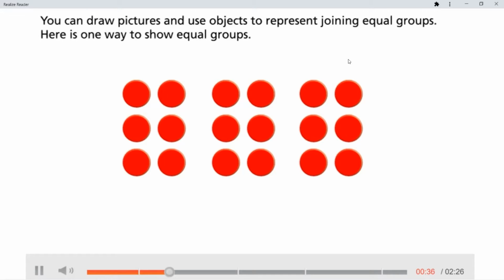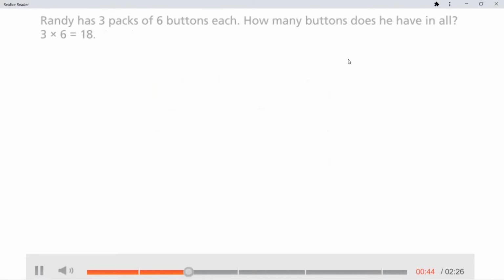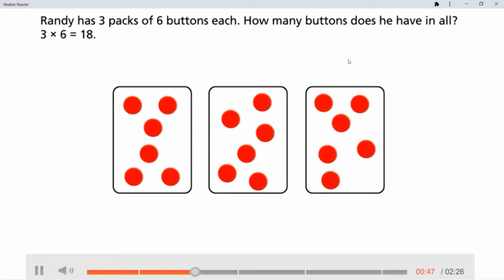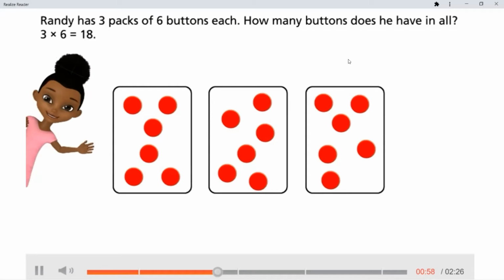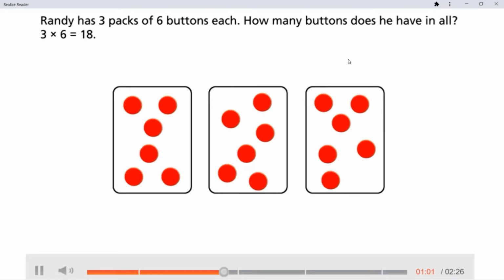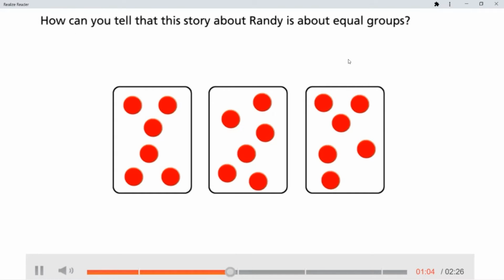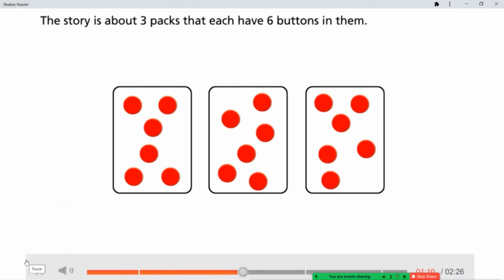You can draw pictures and use objects to represent joining equal groups. Here is one way to show equal groups. Randy has 3 packs of 6 buttons each. How many buttons does he have in all? 3 times 6 is equal to 18. So, Randy has 18 buttons. How can you tell that this story about Randy is about equal groups? The story is about 3 packs that each have 6 buttons in them.